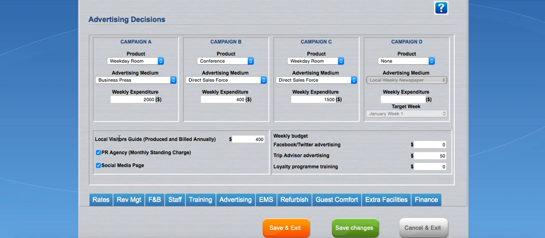Same goes for the section underneath. Here we've got the local visitors guide, a PR agency and social media. And to the right, we've got weekly budgets for social media, TripAdvisor advertising, and loyalty program training. Now again, key investment in that area based on your overall strategy is what you need to be thinking about.